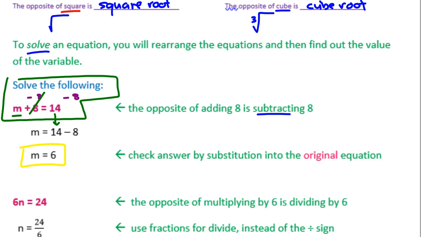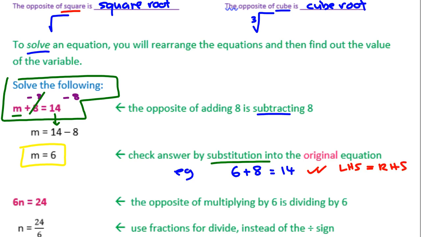So n equals 14 take away 8, and then n equals 6, and check your answer by substitution into the original equation. For example, the original equation was m plus 8 equals 14. So if m was 6, let's check. 6 plus 8, does it equal 14? Yes, it does, because the left-hand side equals the right-hand side.